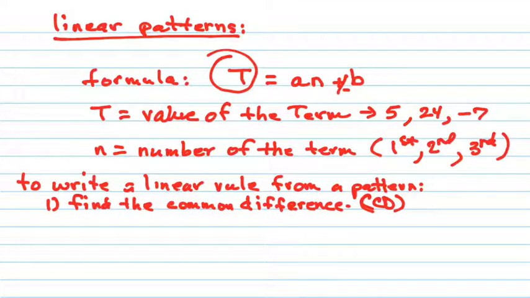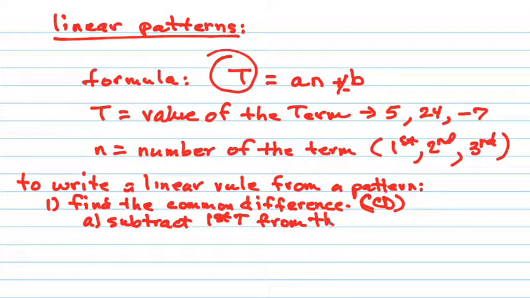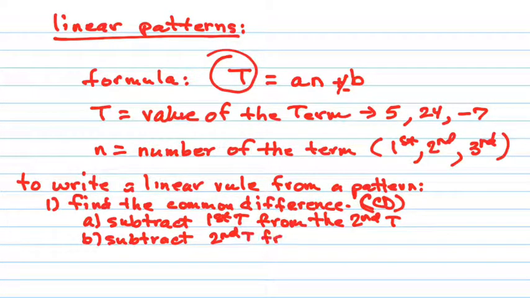Focus with me. Just got a little bit to do. Your first step: subtract the first T from the second T. It's really important that you do it in that order, because if you don't, you're going to get the wrong sign, because it needs to be either plus or minus. Now, in order to check these, we also need to subtract the second T from the third T. I'll show you. We'll do the directions, then we'll do an example.